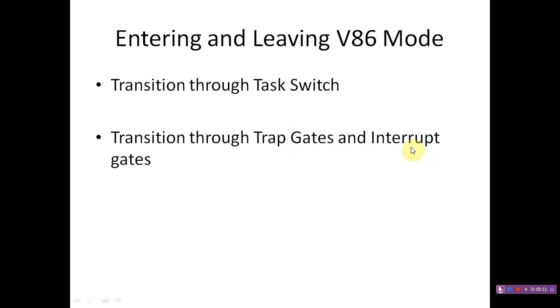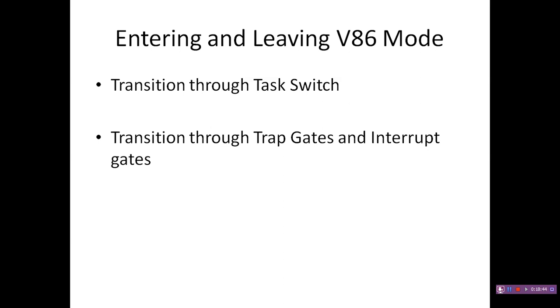trap gate or interrupt gate. The processor leaves V86 mode as a result of an exception or interrupt that vectors through a trap or interrupt gate to a privilege level 0 procedure. The exception or interrupt handler returns to 8086 code by executing an IRET instruction because it was designed for execution by an 8086 processor.